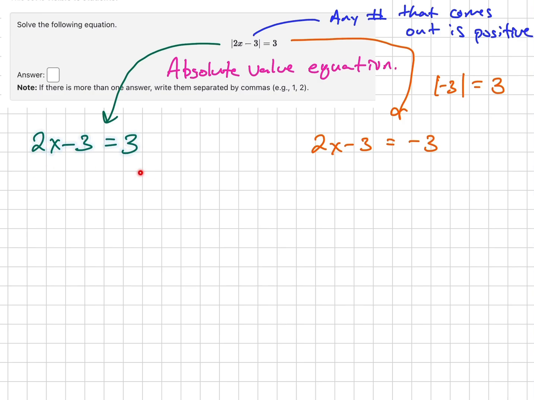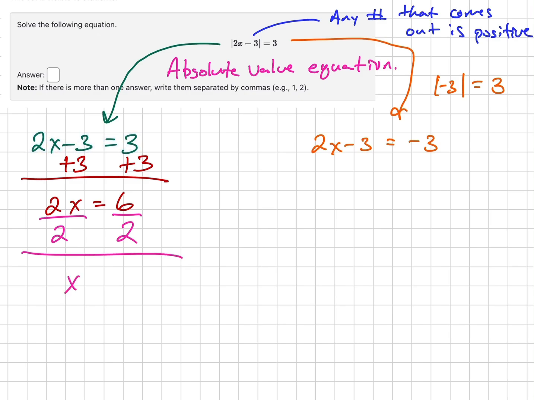We're going to work on this one on the left first, right? So to solve this one on the left, it's going to be what? Plus 3 to both sides. We get 2x equals 6. Final step, divide by 2. Right? The inverse of multiplying, divide by 2. X equals 3. That's one solution.